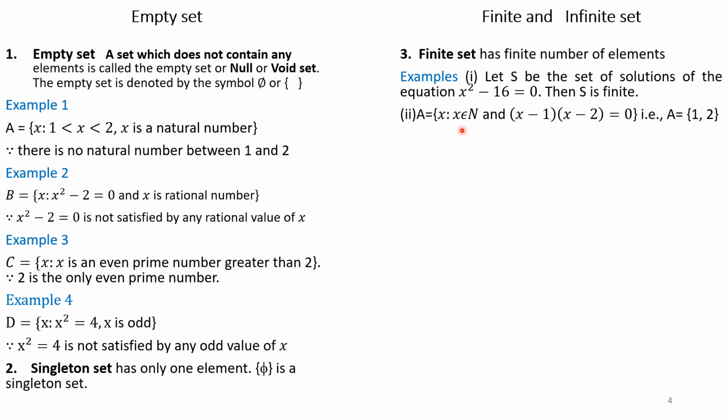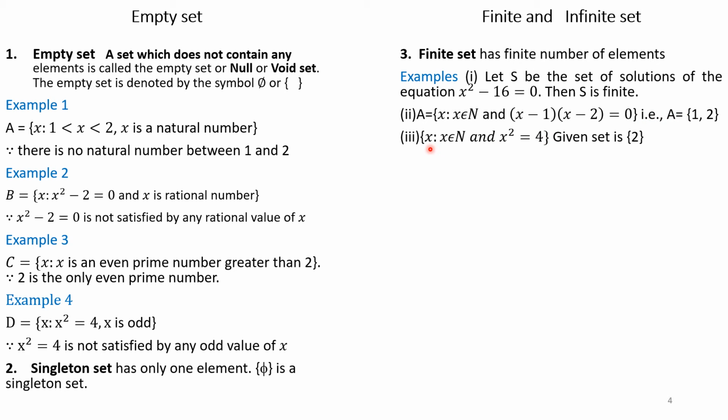Example number 2. Set A equals the set of x such that x belongs to N, that is x is an element of N, and (x minus 1)(x minus 2) equals 0. That is, x minus 1 or x minus 2 is zero, so set A is equal to {1, 2}. So that was a finite set.